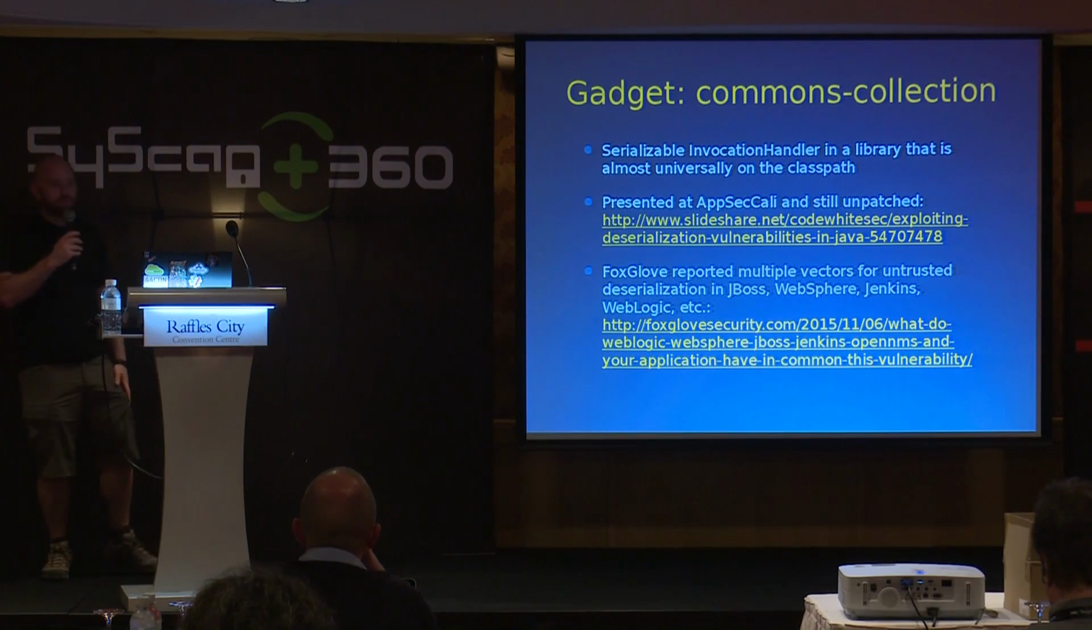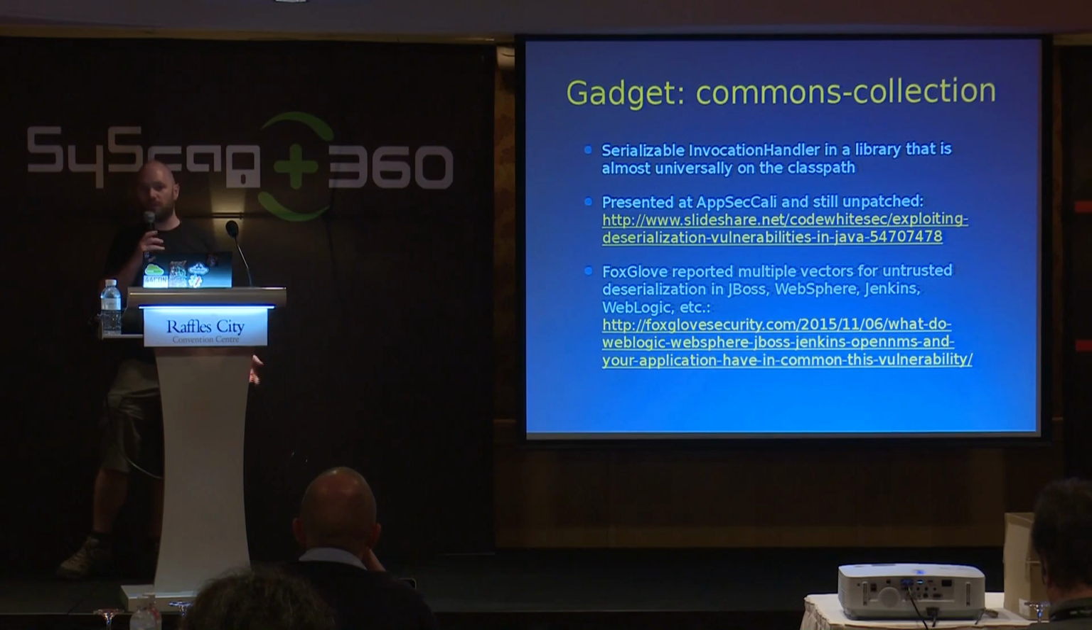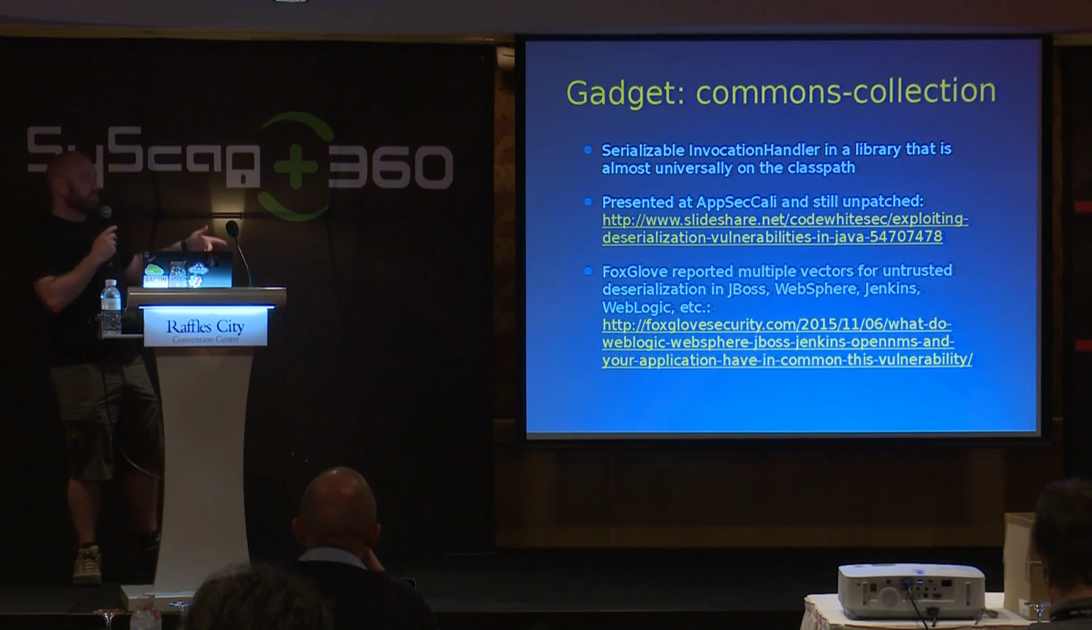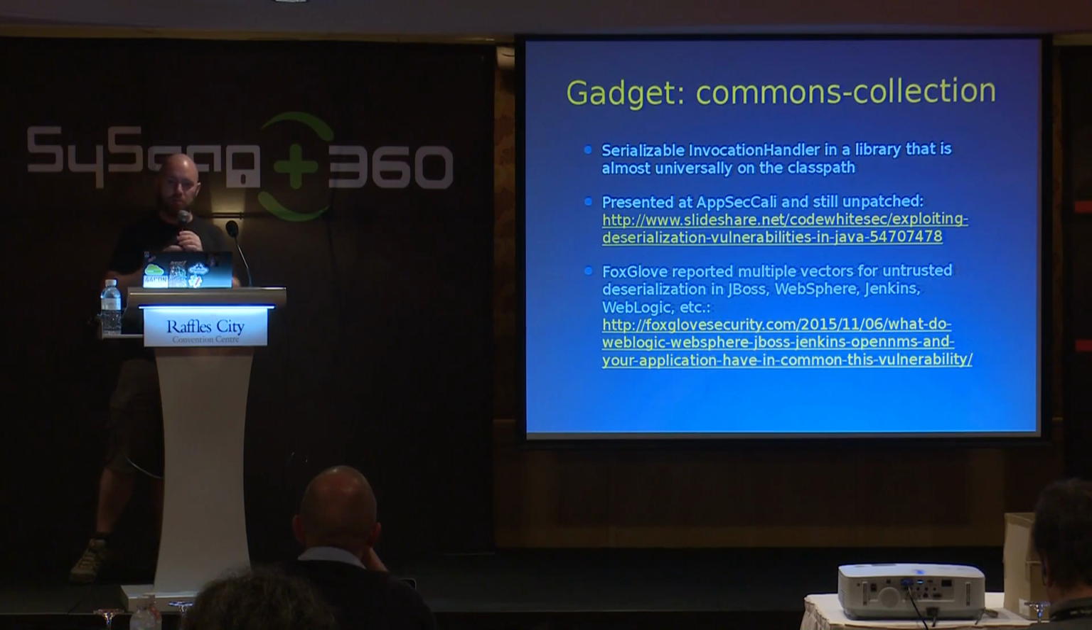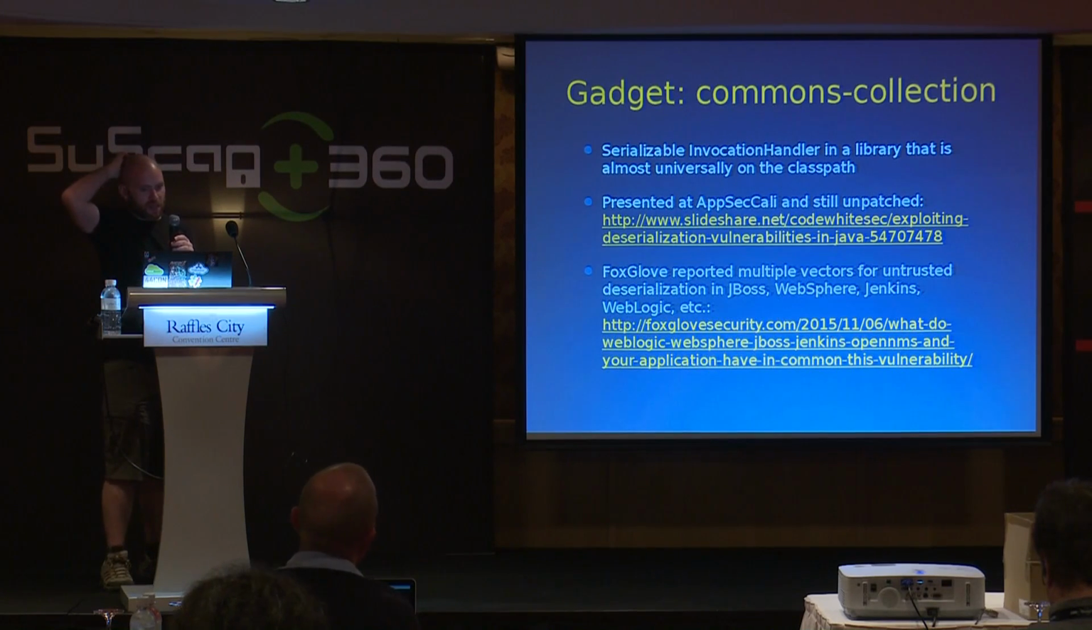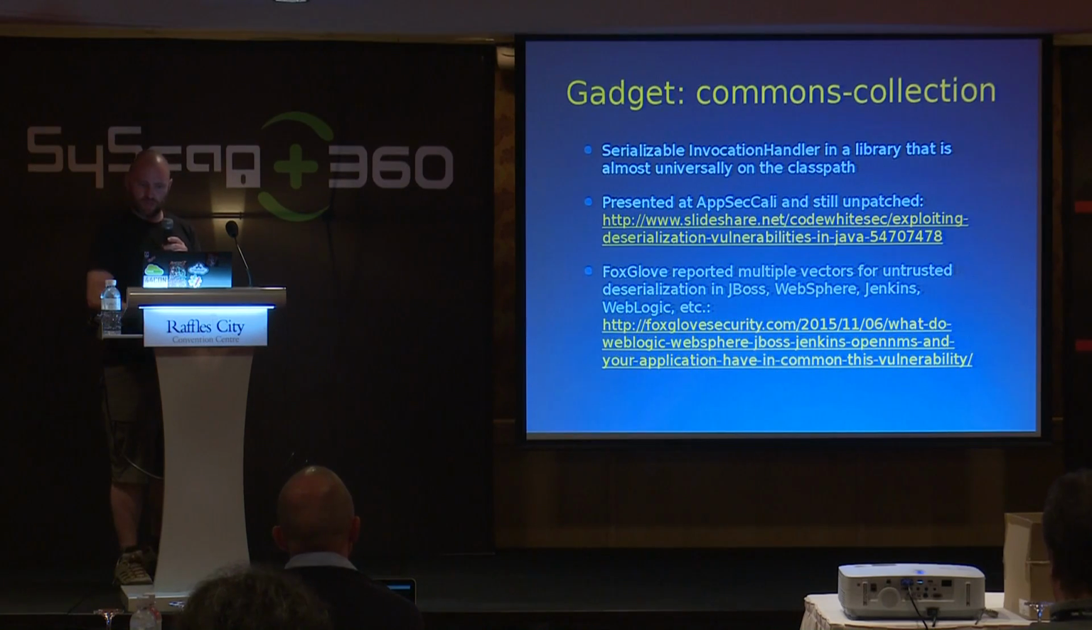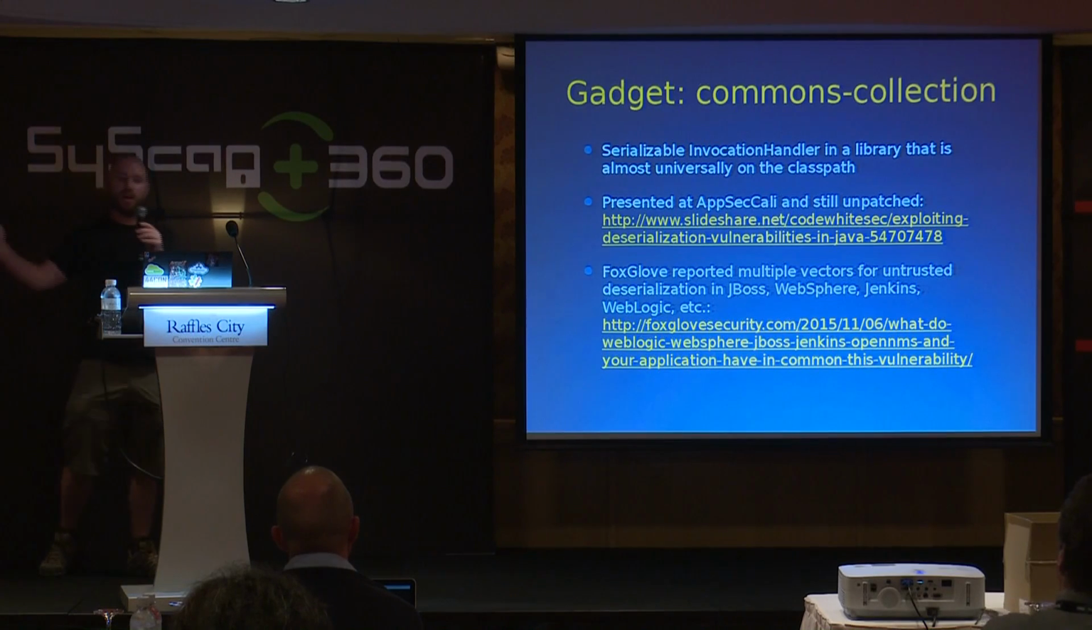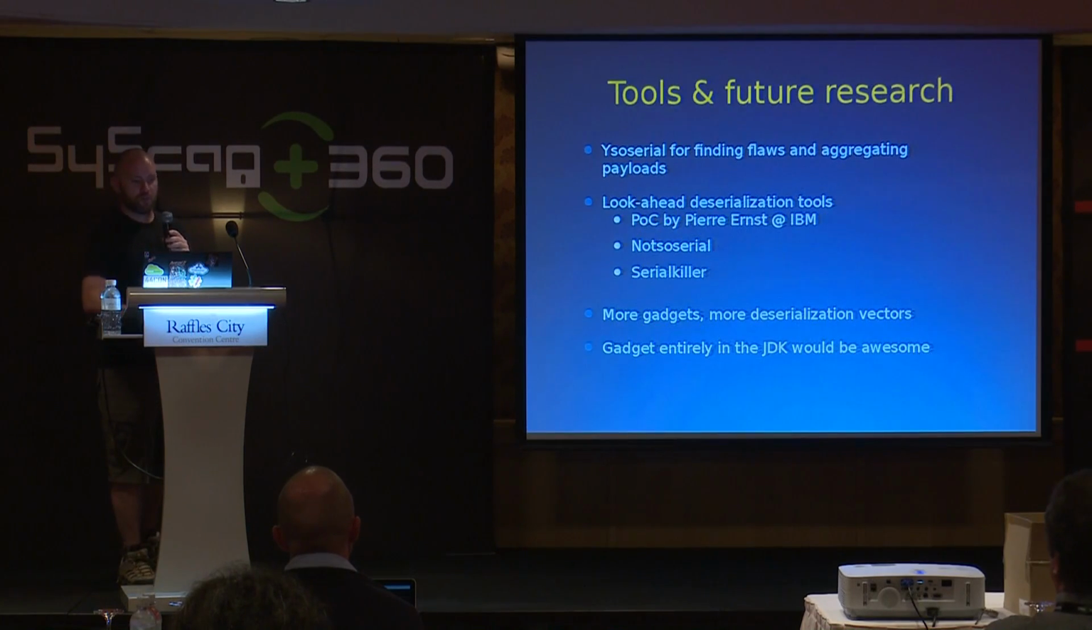Foxglove Security picked this up and said, yeah, so all you need is those input vectors. Here's input vectors in JBoss, WebSphere, Jenkins, WebLogic. The Jenkins ones they stole from me, bastards. And so on. The JBoss one they also stole from me and Arun. So at this point, everybody just says, that's it. If you're deserializing content in a Java app, you're done. So what do we do about it?